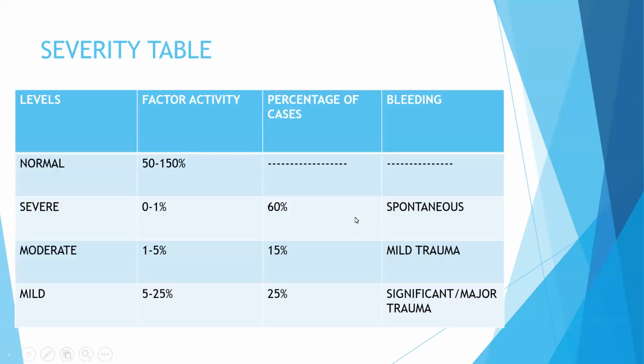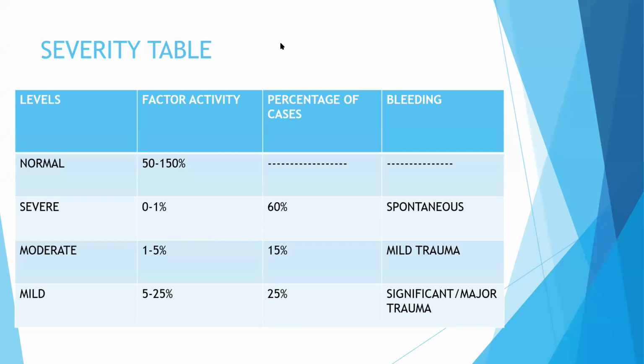Okay, the severity table is here. The normal factor level circulating in a normal human being is between 50 and 150%. For the severe cases, severe hemophiliacs, you find that they have very low clotting. In fact, some of them come with 0.8%, 0.3%, and they need factor replacement to go back to their normal function. So they have 0 to 1%. Majorly, we have so many of these patients in the clinic. They just bleed spontaneously. Then we have moderate hemophiliacs.